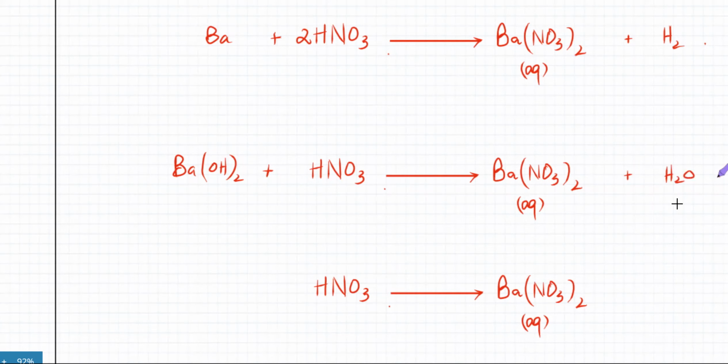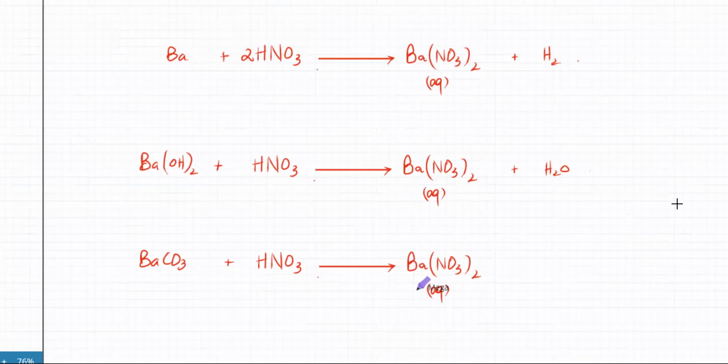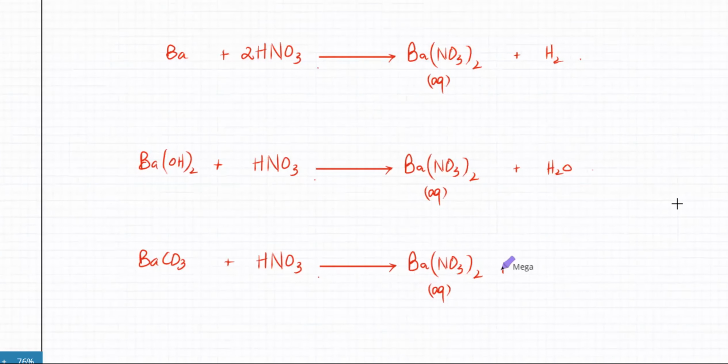The third one is I could use a carbonate as well. A metal carbonate could be used, and the metal carbonate in this case would be barium carbonate. So I could use barium carbonate, and this time it's going to produce a salt, a water molecule, and a carbon dioxide gas molecule as well. And every time you can balance the equation, it's going to be 2HNO3. And this one would be 2 as well.